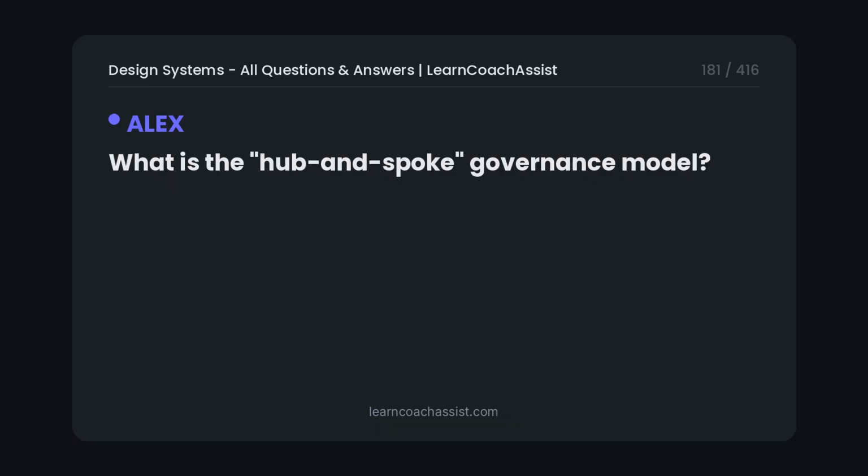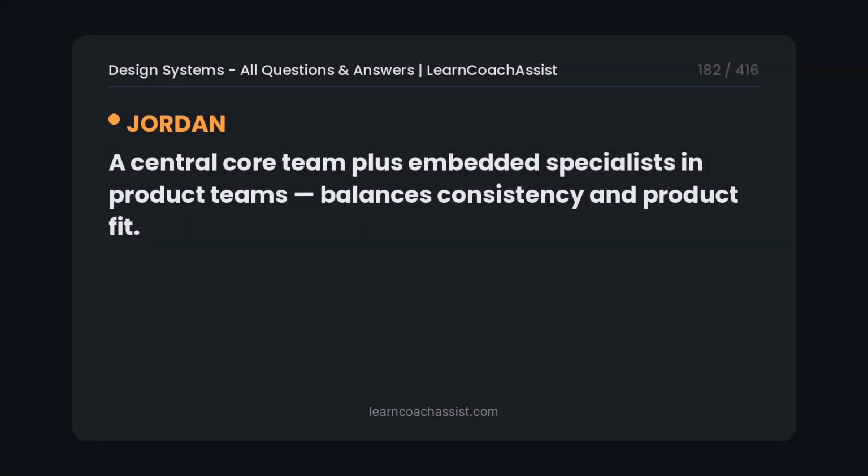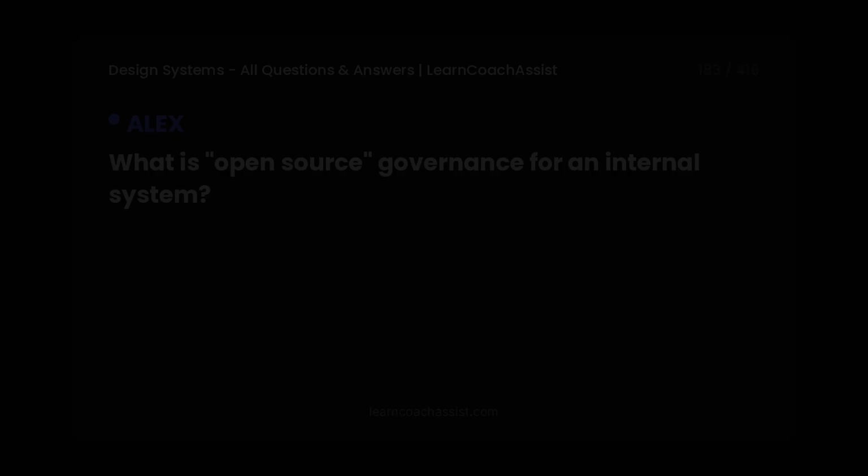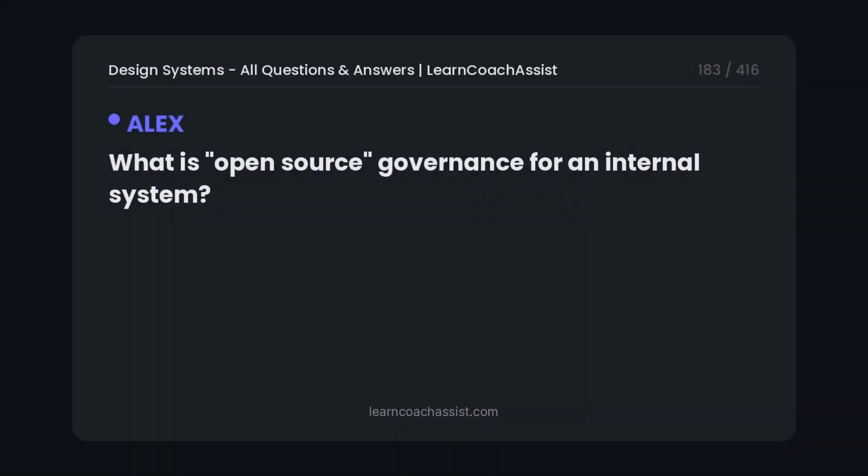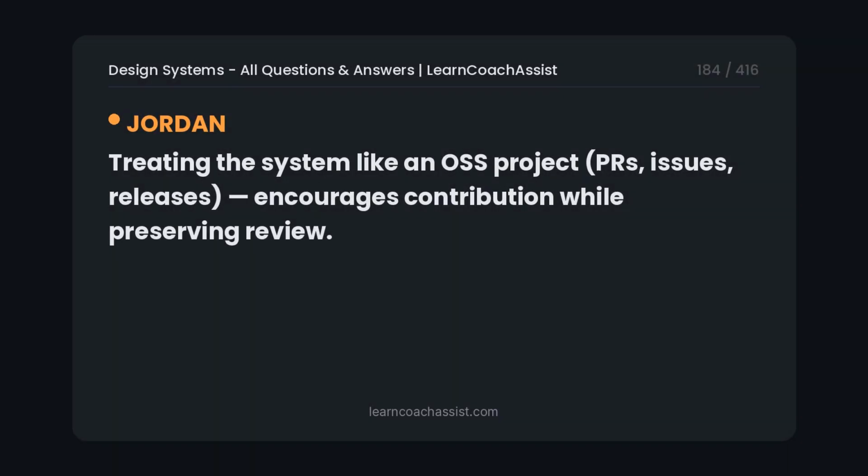What is the hub and spoke governance model? A central core team plus embedded specialists in product teams, balances consistency and product fit. What is open source governance for an internal system? Treating the system like an OSS project, PRs, issues, releases, encourages contribution while preserving review.